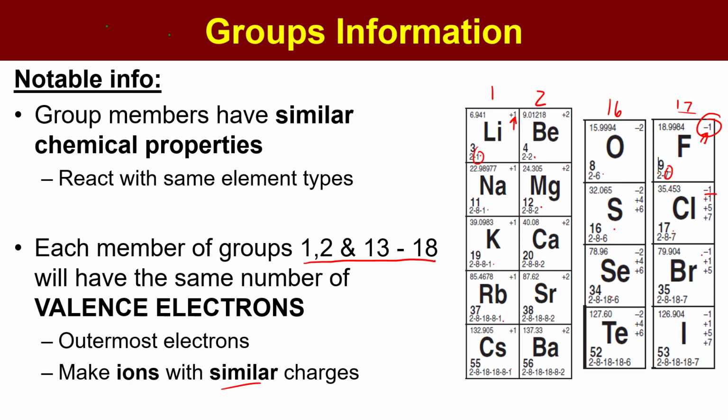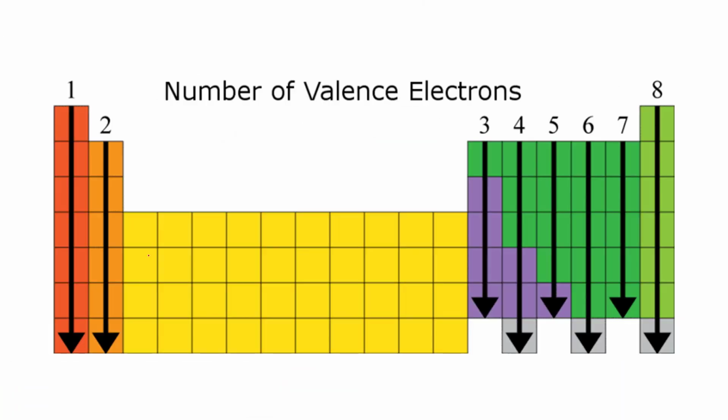So remember, your common charge is always going to be the first. There may be others in the box, and we'll get into what those mean later, but remember, your first charge is the most common. Here's another graphic that shows the same thing, that as you go down groups 1 and 2 and 13 through 18, you have the same number of valence electrons.